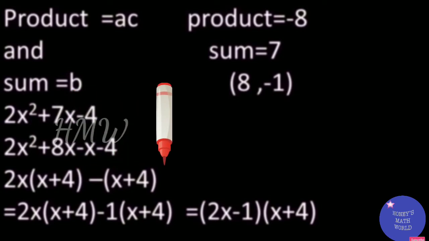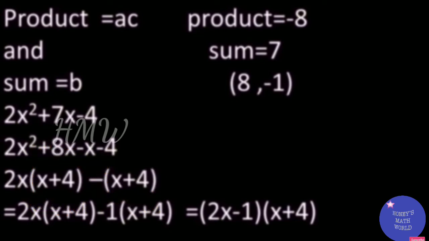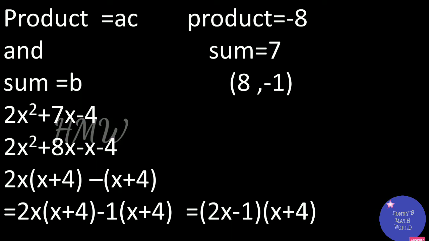The last two terms, the common factor is minus 1. So take out minus 1. Now our two new terms have a common factor, that is (x plus 4). Take out (x plus 4), you get (x plus 4) into (2x minus 1).